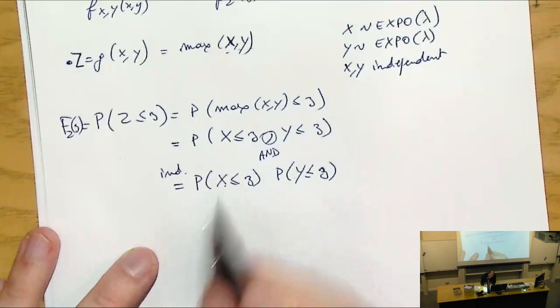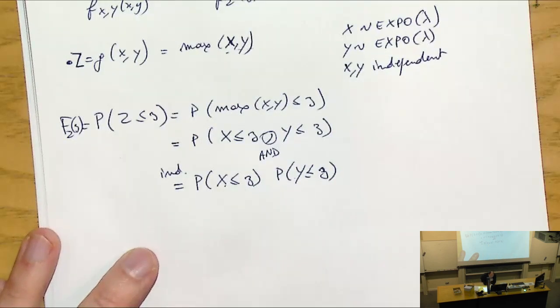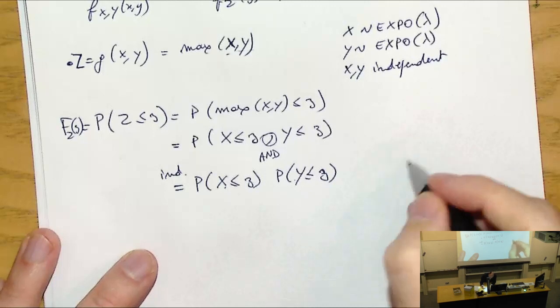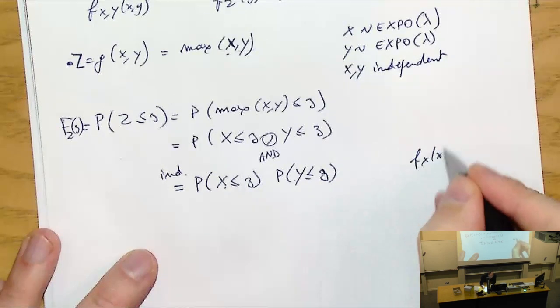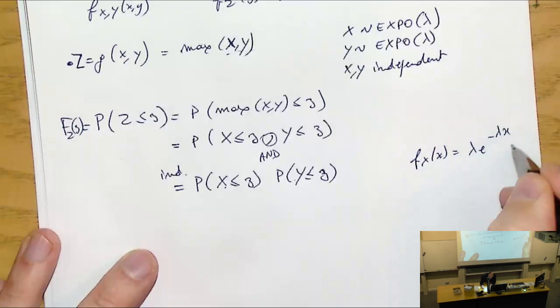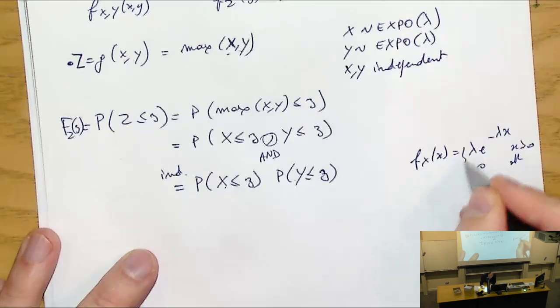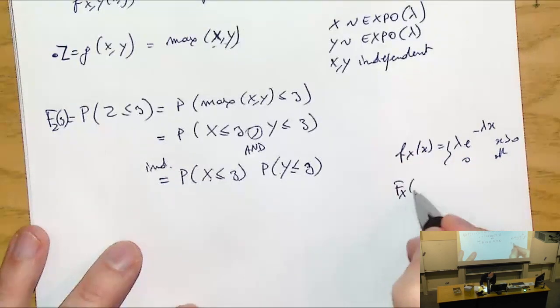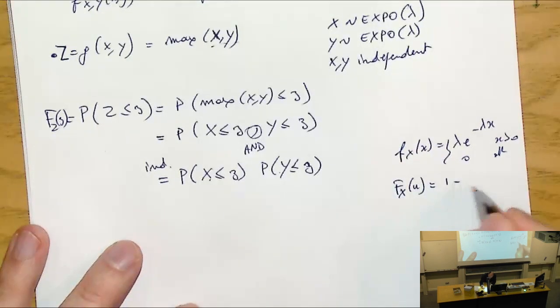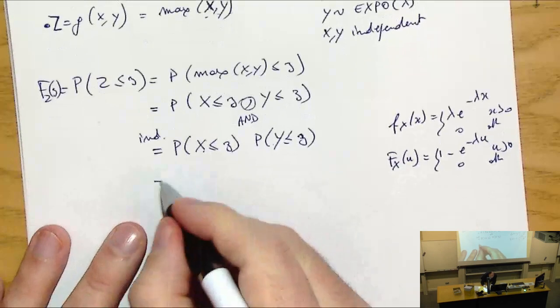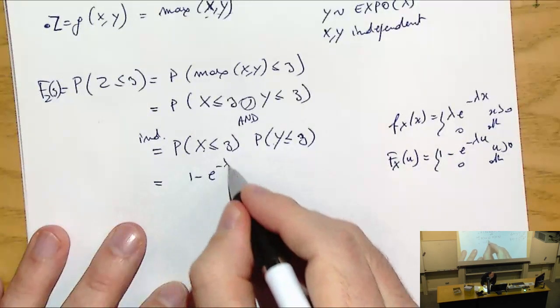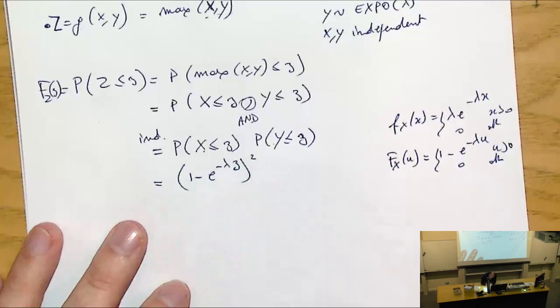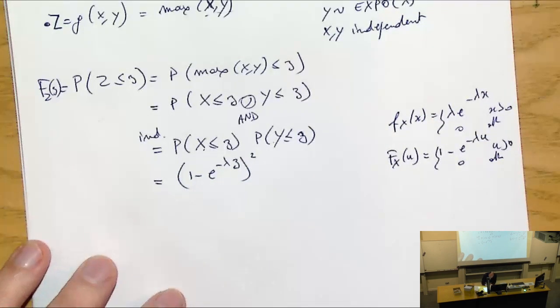This is this multiplied by that, right? And now we know that those two are exponentially distributed. So I know that f of x is lambda e to the minus lambda x for x positive, otherwise it's 0. And if I'm looking at the CDF of x evaluated at u, this is 1 minus e to the minus lambda u for u positive, and otherwise it's 0. Right, so I can use this here, and what you get is 1 minus e to the minus lambda z, all squared, for z positive, and otherwise it's 0.